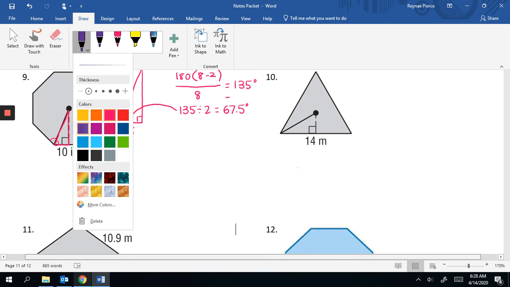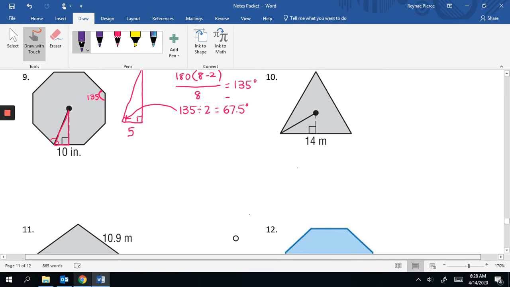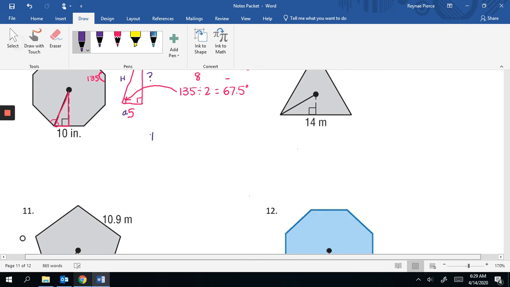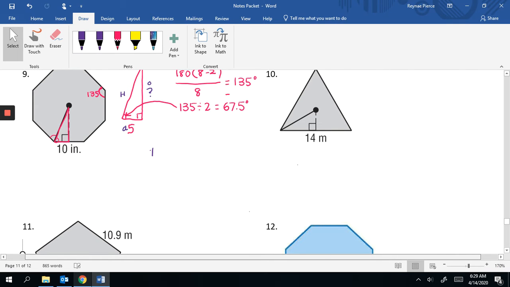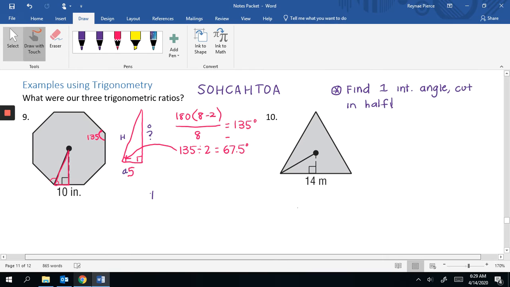Now we are looking for this side. We don't know what that side is. That's our apothem. So I'm going to go ahead and label these. This is our opposite side. This is our adjacent side. This is my hypotenuse. Opposite and adjacent, that tells me tangent. My page keeps scooting down on me.